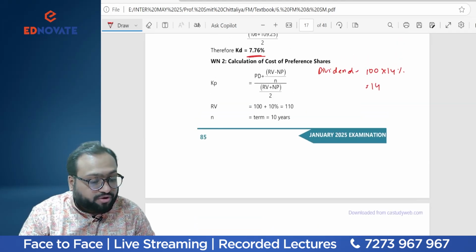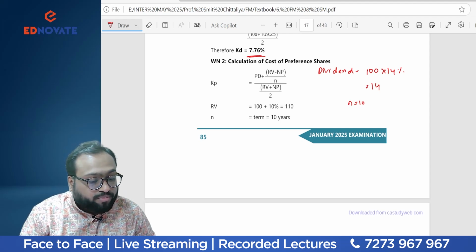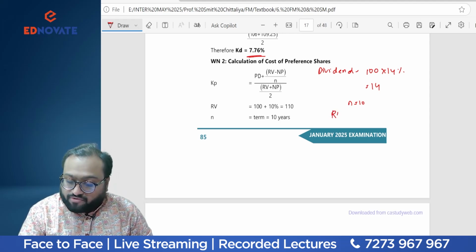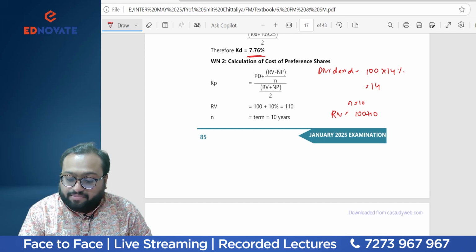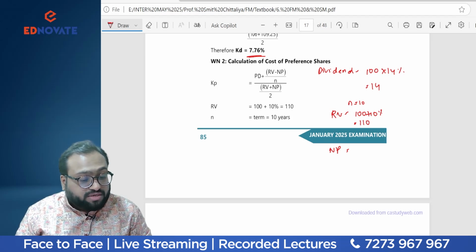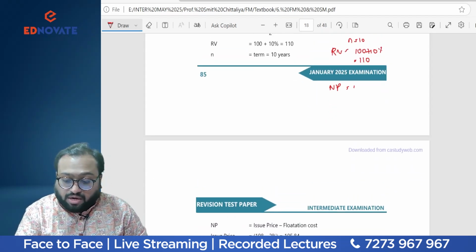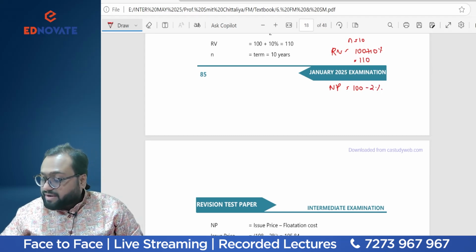Number of years for redemption, if I'm not wrong, maturity is 10 years. And the redemption is going to be at 10% premium. So RV will be 100 plus 10%, which will be 110. But talking about NP, that is net proceeds, we are going to issue at 2% discount, and there is also flotation cost of 5%. So if you are issuing at a discount, 100 minus 2% will be, of course, by default, how much?